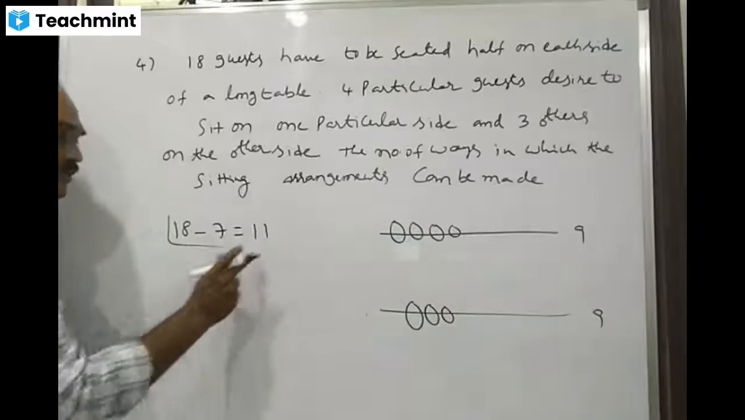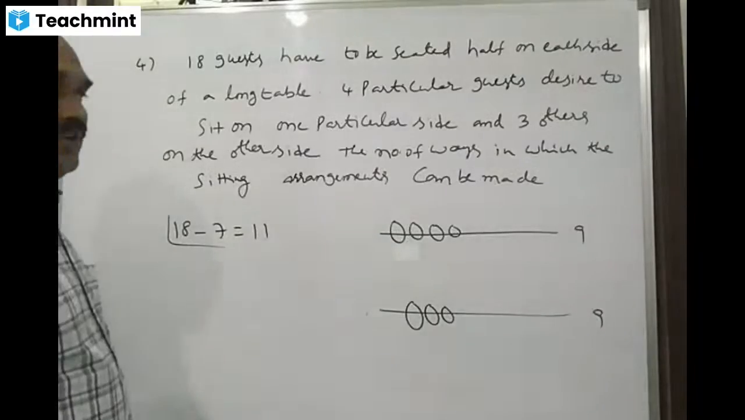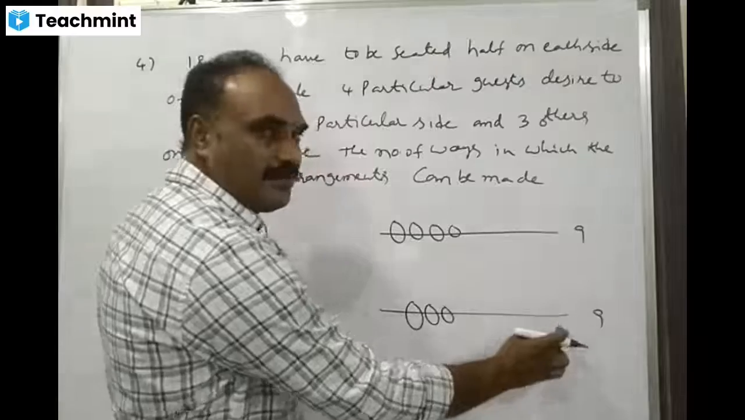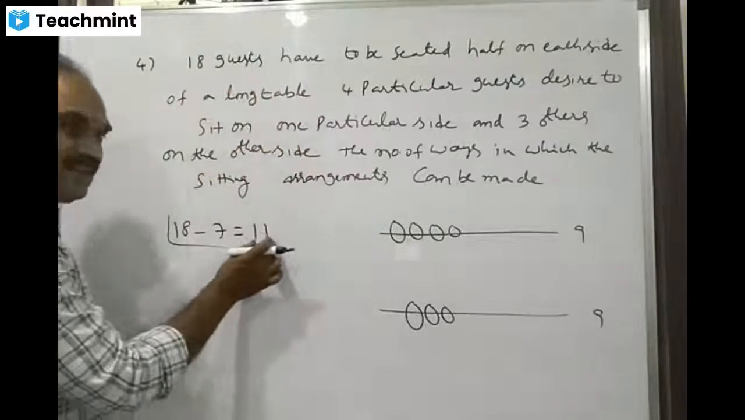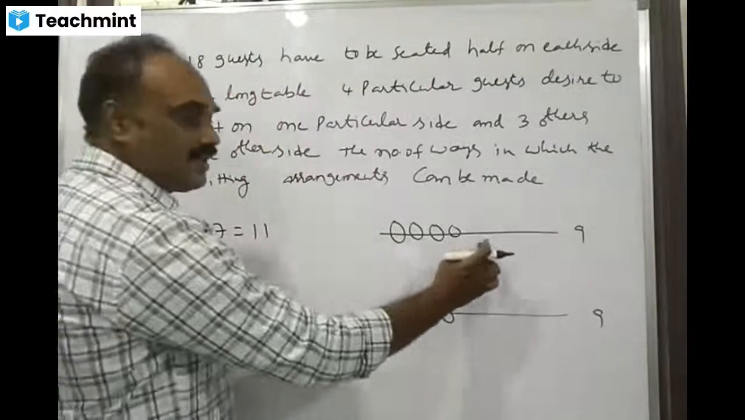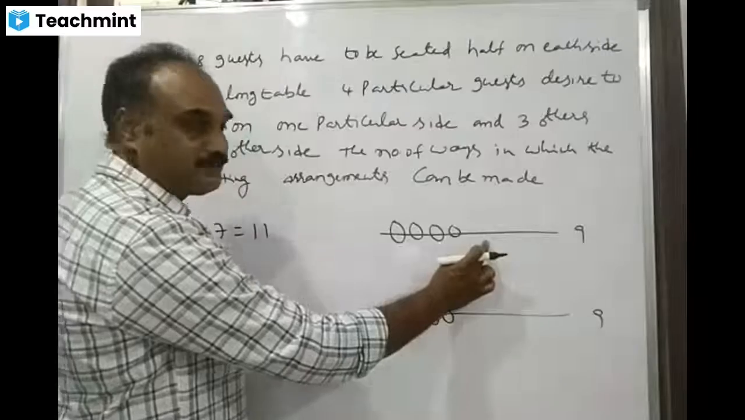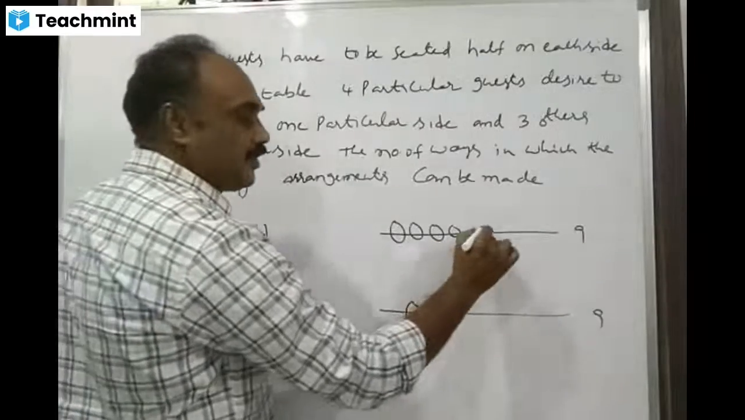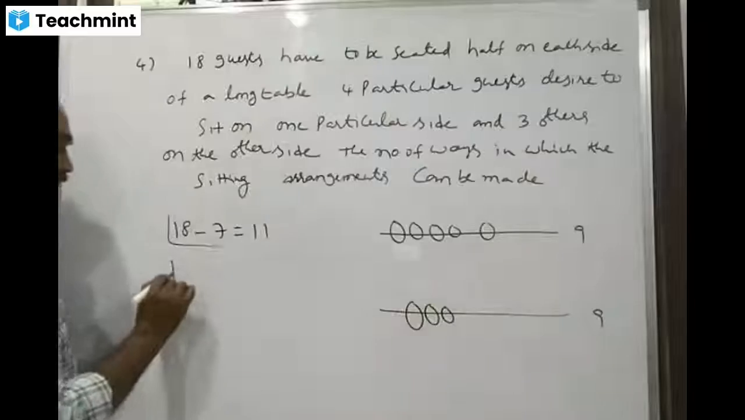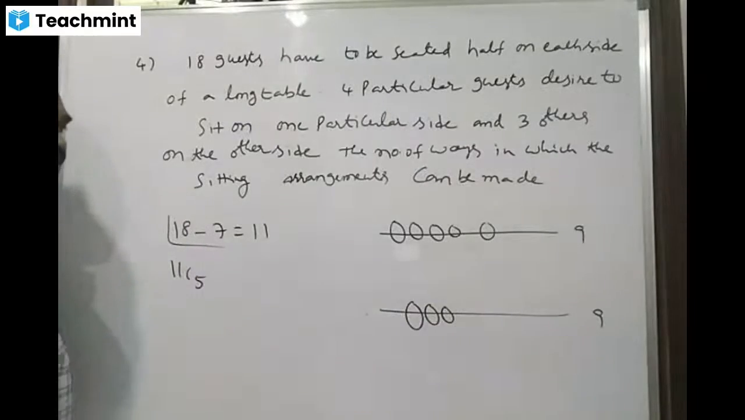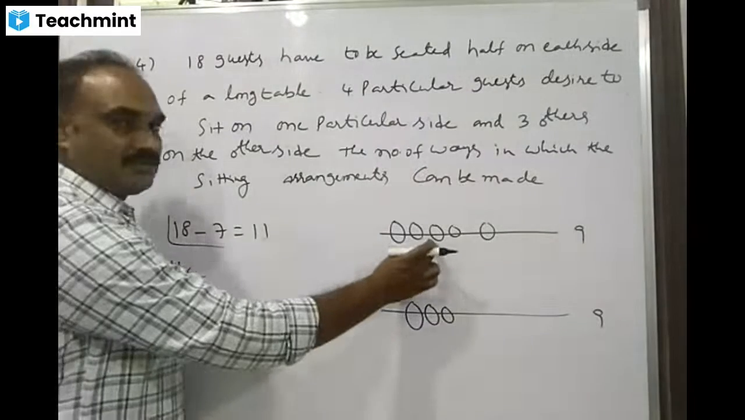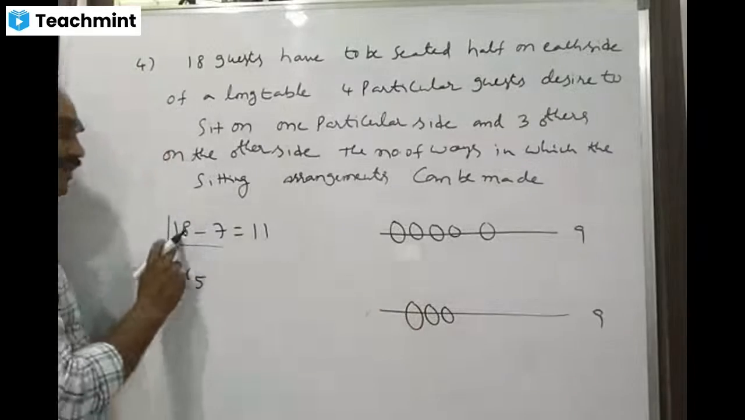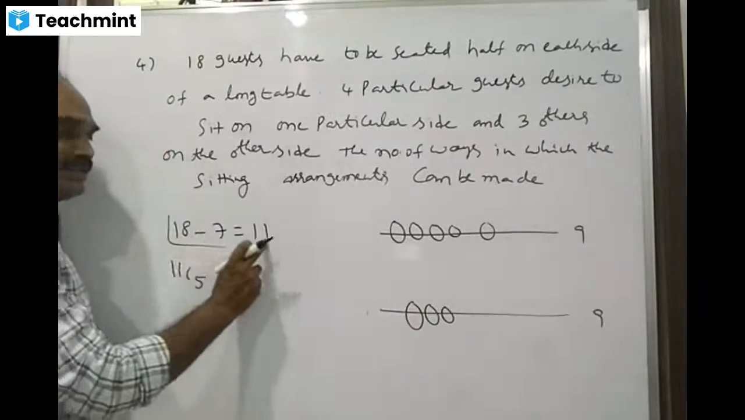Friends, here remaining 11 members. Every side has 9 members. Here 9 members, here 9 members. Out of 9 places, 4 are taken, remaining 5 members. First select 5 members: 11C5. Here 4, here 3, total 7. 18 minus 7 is equal to 11.